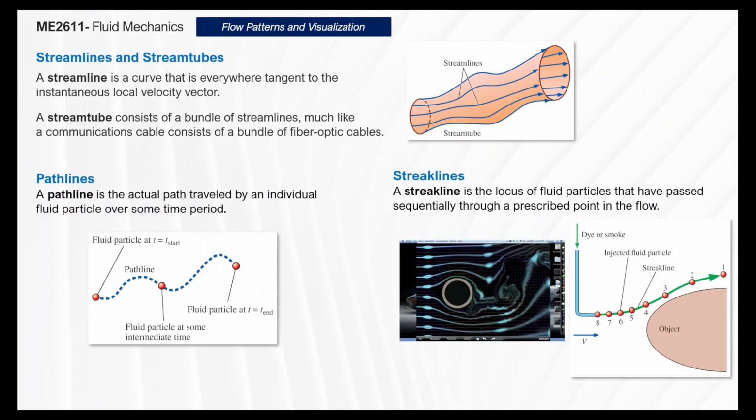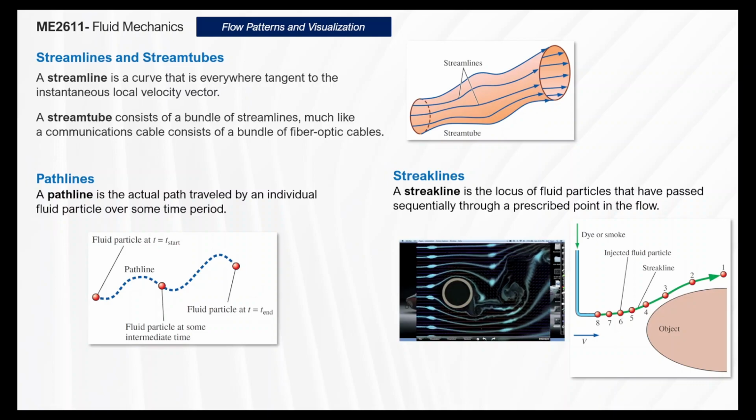is a curve that is everywhere tangent to the instantaneous local velocity. Okay, maybe not the sexiest definition at all. A stream tube consists of a bundle of streamlines, much like a communication cable consists of a bundle of fiber optics, with one core difference: the streamlines can go outside the boundary of the stream tube.